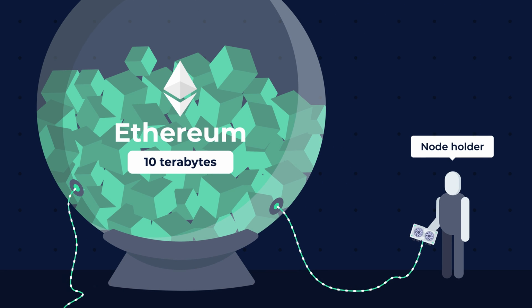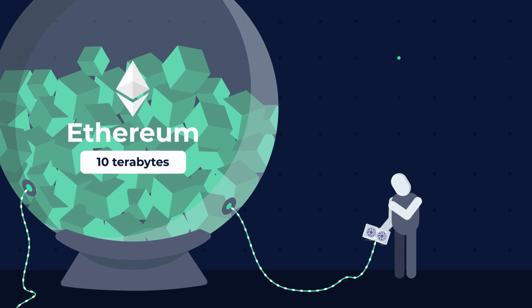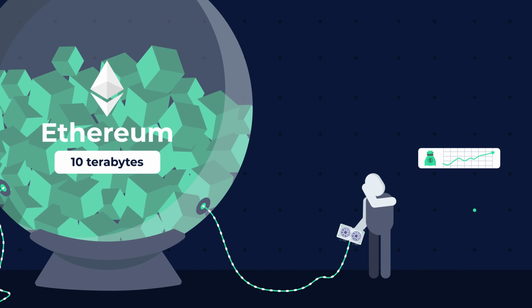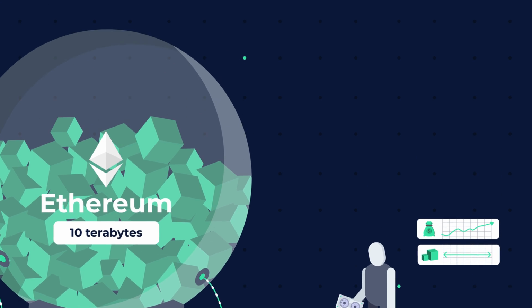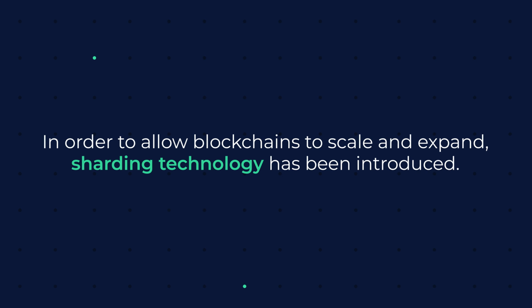This means that each node holder would need to download, store, and process every piece of information since the birth of Ethereum. Hence, it significantly increases the costs and efficiency for node holders and is a major part of the scalability dilemma. So, in order to allow blockchains to scale and expand, sharding technology has been introduced.